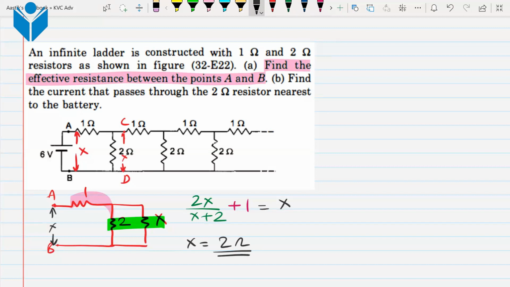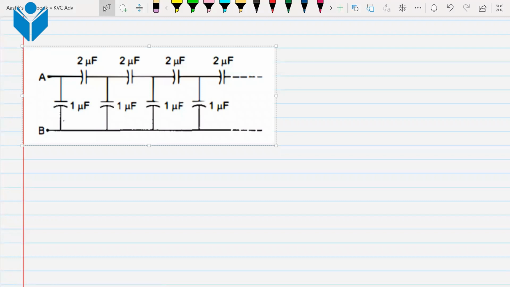We have done it for resistors, so it is also useful to do it for capacitors. This is an infinite combination of capacitors. I'll give you 1 minute to give me the answer for this one. Equivalent capacitance between A and B. So I think you got the answer for this one as well.